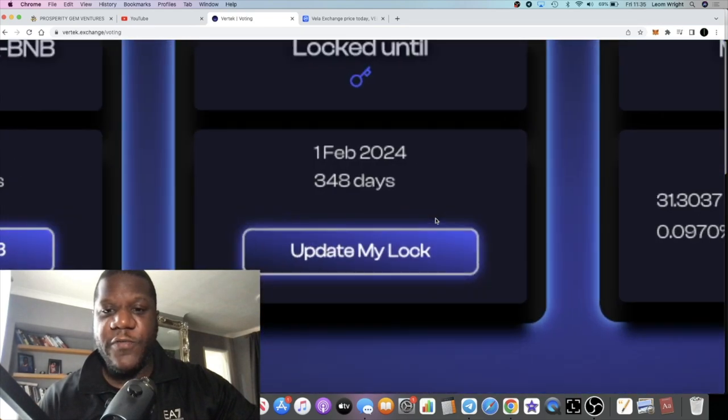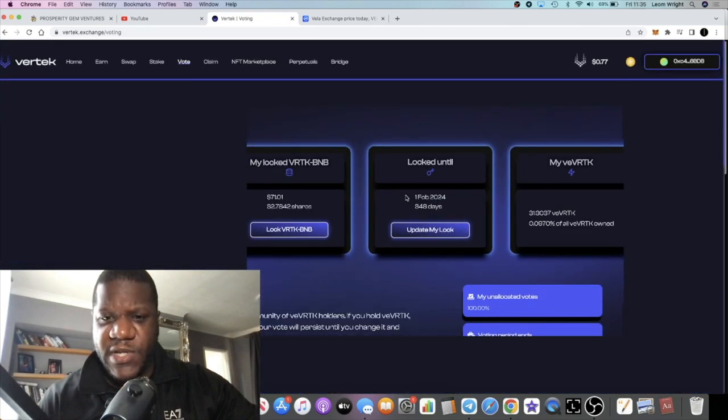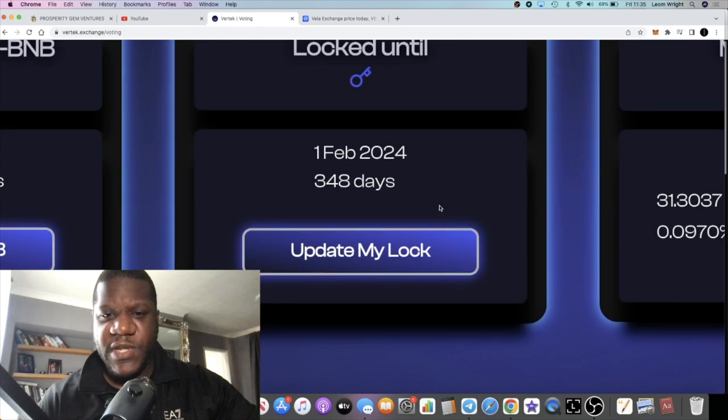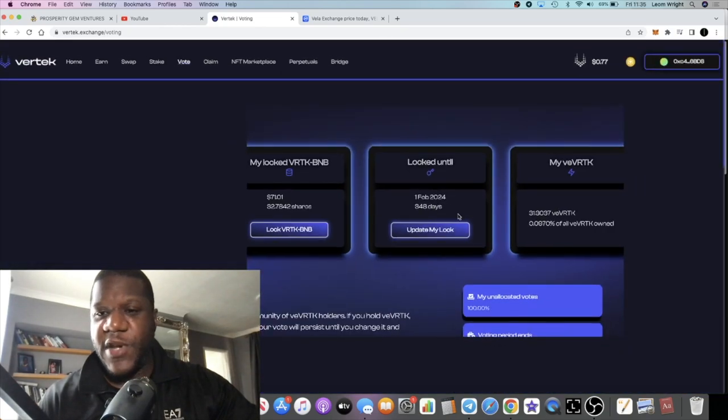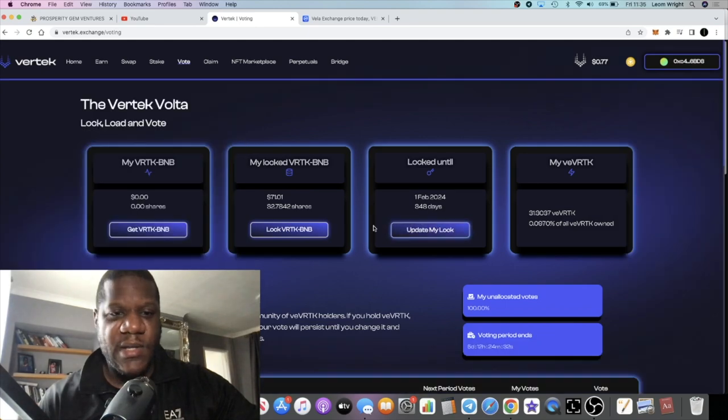This is locked for 348 days. It was, I'd assume, 365 days, but it's now down to 348 days. So of course, I can't unlock my tokens from here. It's only $71, but until 2024. Okay, guys, so that's a quick update on that.